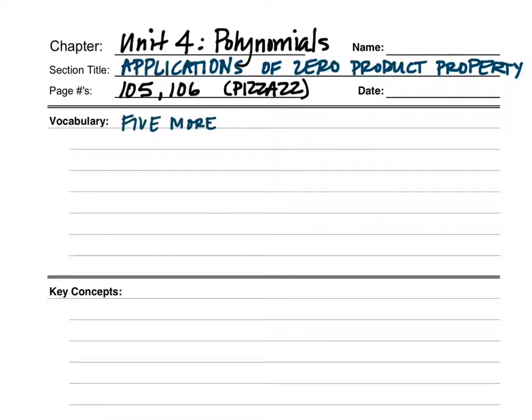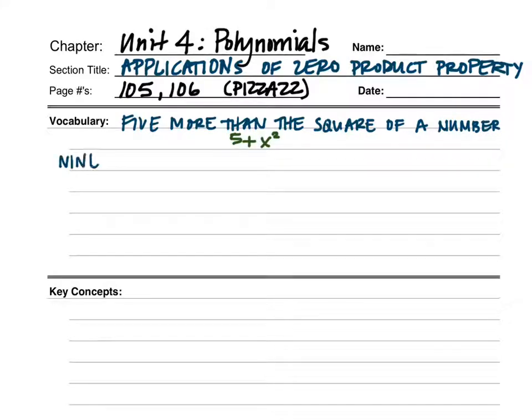We're going to go ahead and add some vocabulary pieces to this. Since we're working with applications, we're often working with word problems. So a couple of pieces to note. If we have a phrase that says 5 more than the square of a number, I'm going to write that as 5 plus x squared.